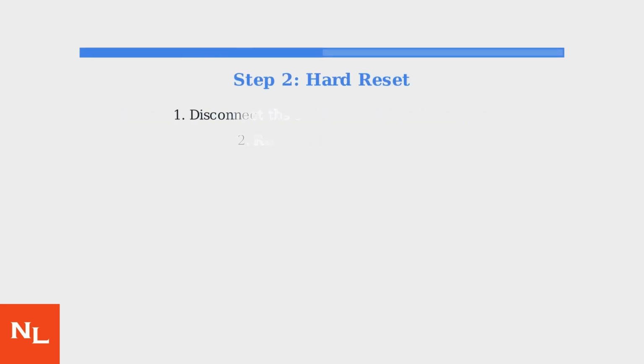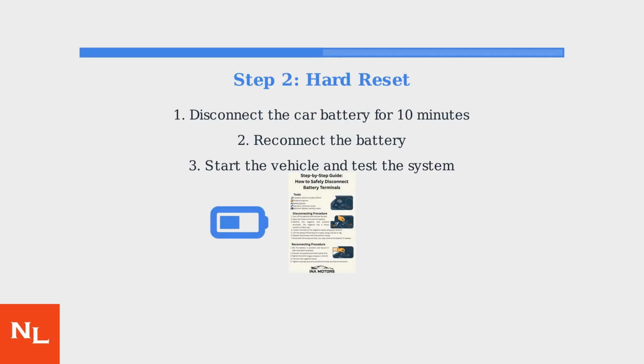If the soft reset doesn't work, perform a hard reset. Disconnect the car battery for 10 minutes to clear all electrical errors, then reconnect it. This can fix persistent issues by resetting the entire system.